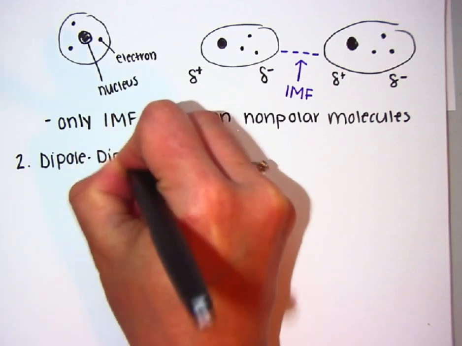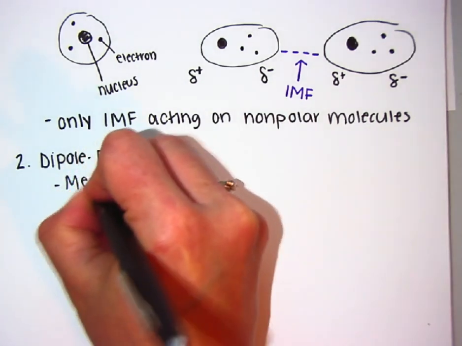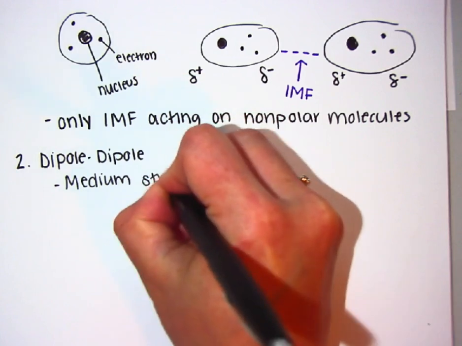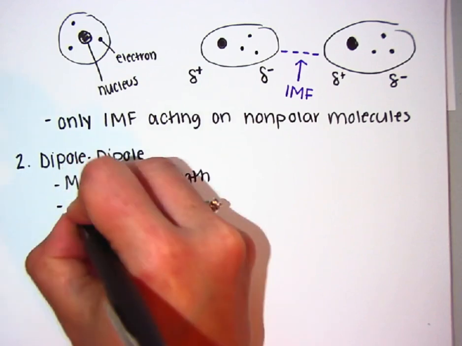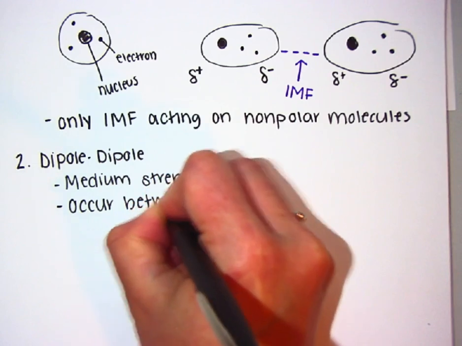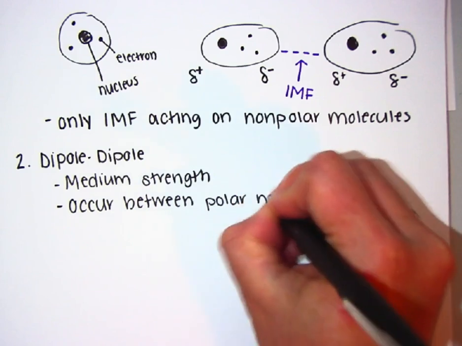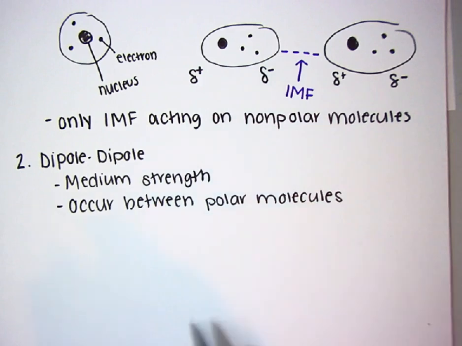Dipole-dipole. These are medium strength. Stronger than LDF, but they're not the strongest type. These occur between polar molecules. Polar molecules have a permanent dipole. So dipole-dipole, 2 molecules with a permanent dipole attracting to one another.